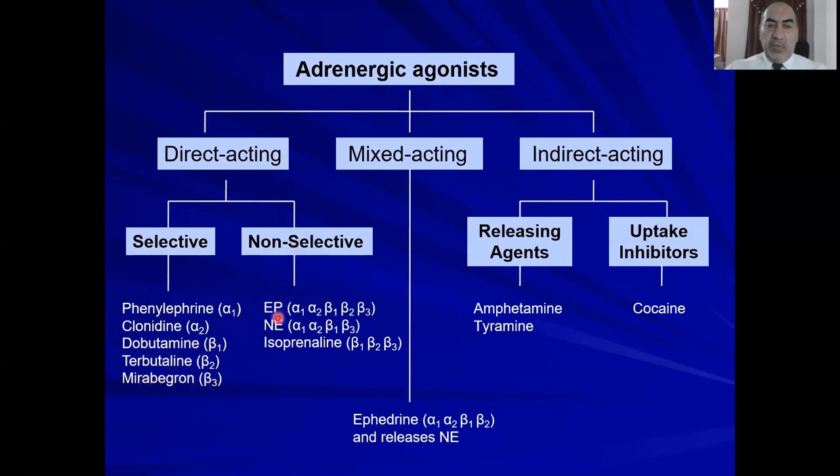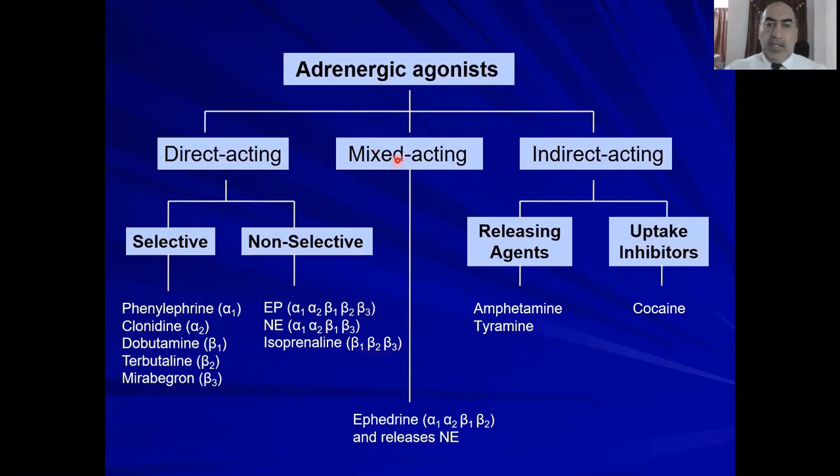Non-selective ones include drugs such as epinephrine, which is the parent drug, the prototype adrenergic drug that activates everything: alpha 1, 2, beta 1, 2, 3, everything. Norepinephrine is similar except for beta 2; it's less effective on beta 2. Isoproterenol is selective only for beta receptors, but it's non-selective among the beta receptors; it activates beta 1, 2, 3.